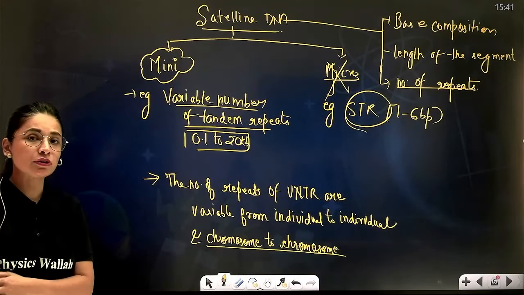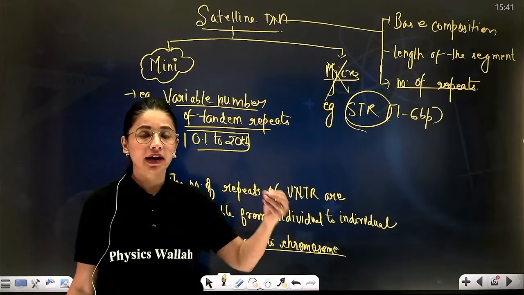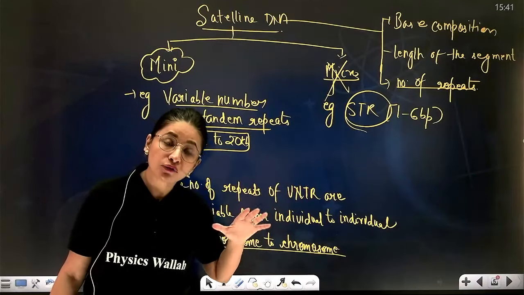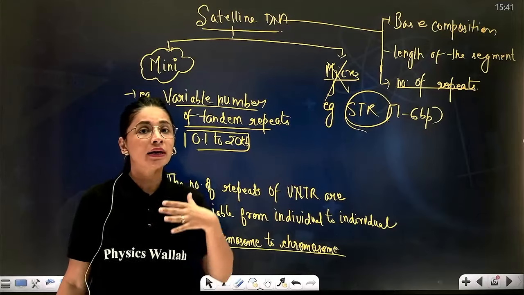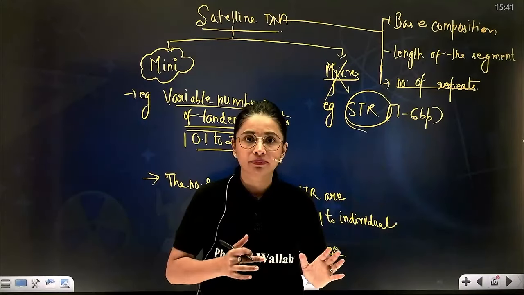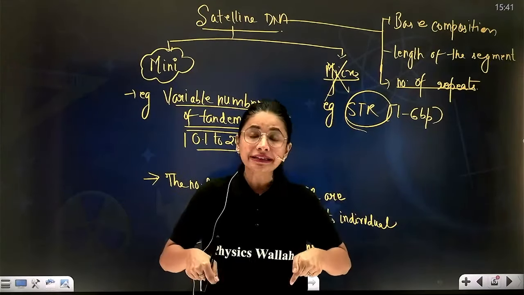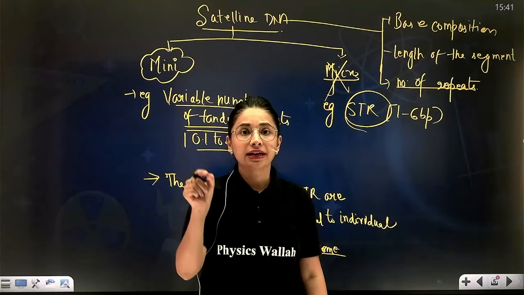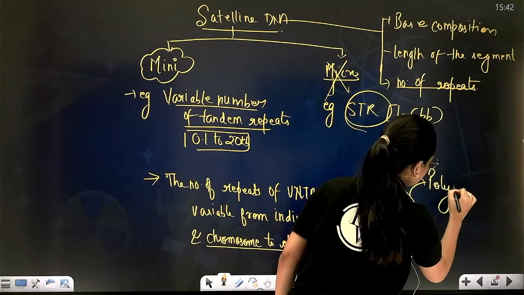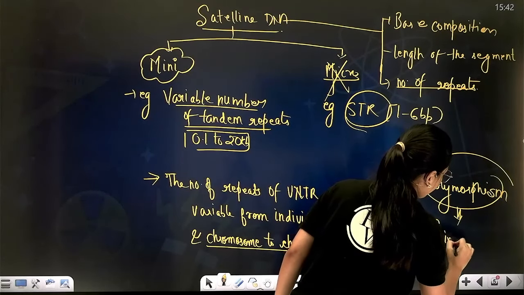That means if suppose there is one VNTR sequence which is repeated 11 times in my chromosome 1, maybe that same VNTR with the same sequence in chromosome 2 is repeated 5 times. In 3, it may be repeated 2 times. So they are showing polymorphism. And if in my chromosome 1 it is repeated 11 times, maybe in my partner's chromosome 1 the same VNTR sequence may be repeated 6 times. So individual to individual, the number of repeats is variable, and within the same individual, chromosome to chromosome also, the number of repeats of VNTR is variable. This is known as polymorphism. And this is the basic principle of DNA fingerprinting.